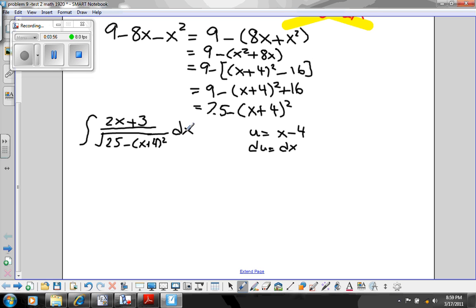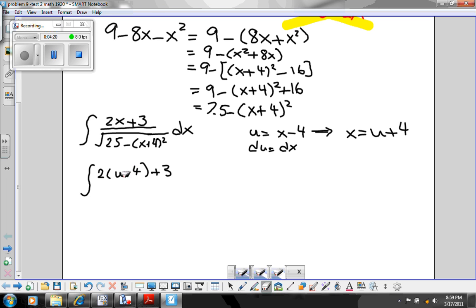Okay, so we've got du is equal to dx. So let's go back. We've got to substitute for everything, so we need to solve for x over here. So we get that x is equal to u minus 4. So what did I do over here? I just subtracted 4 from both sides. So let's go back over here and substitute. So we get the integral of 2 times u minus 4 plus 3, all over the square root of 25 minus u squared du.